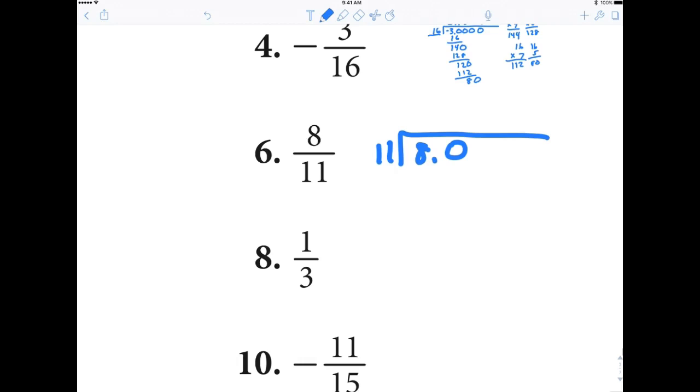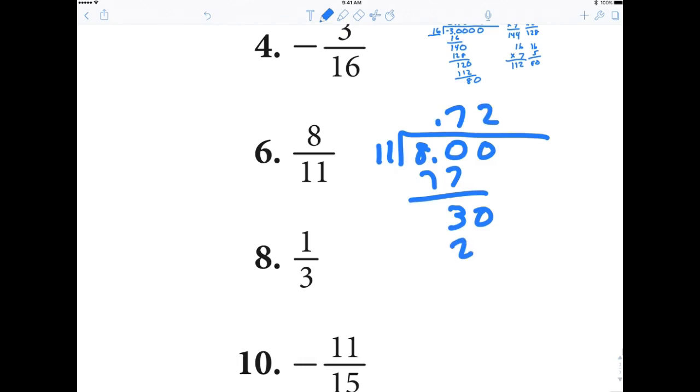7 times 11 is 77. Subtract, I get a 0. Subtract, I get a 3, then we bring down the 0. And then how many times does 11 go into 30? 2. Good job, guys.